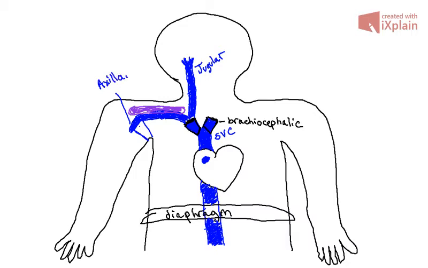Because axillary just means the area underneath your arm, the armpit. Now this branches off right at the axillary, maybe a little bit before it gets to the axillary. This branches off into two major veins that run down your arm.